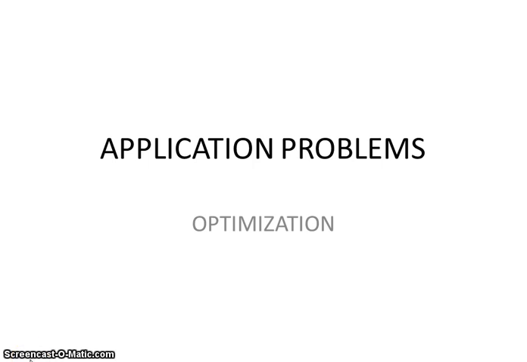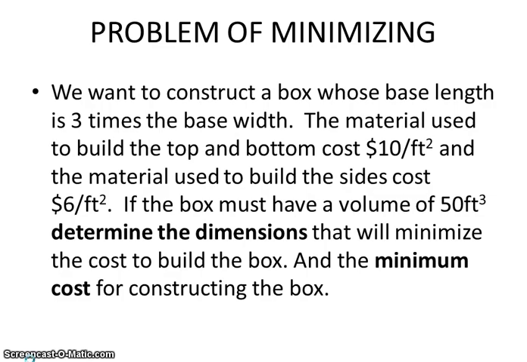In this tutorial, we will learn how to solve application problems that have to do with optimization. Let's take a look at this problem of minimizing. We want to construct a box whose base length is 3 times the base width. The material used to build the top and the bottom costs $10 per feet squared, and the material used to build the sides costs $6 per feet squared. If the box must have a volume of 50 feet cubed, we have to determine the dimensions that will minimize the cost to build the box and the minimum cost for constructing the box.